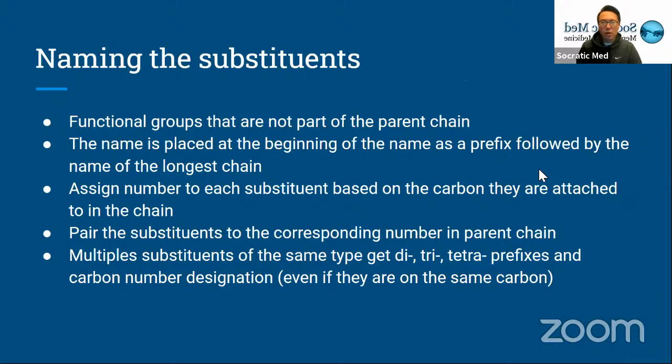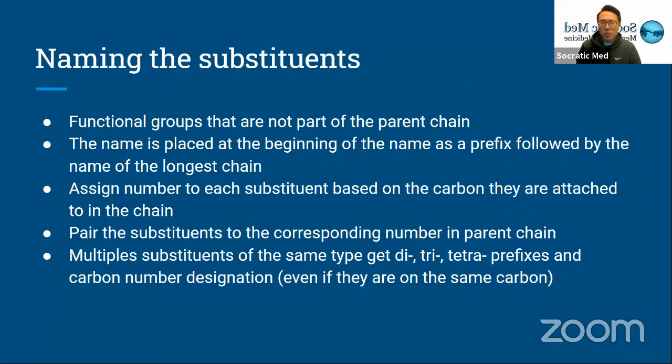So that's the prefixes, and I'm going to go over how to name the substituents. Substituents are functional groups that aren't part of the parent chain. So anything that branches off from the parent chain, we have to identify as substituents and then add that into the prefix of the name of the molecule. So like I said, the name is placed at the beginning as a prefix, followed by the name of the longest chain.